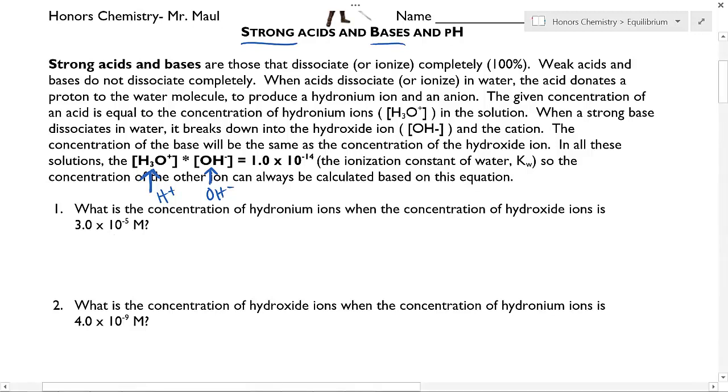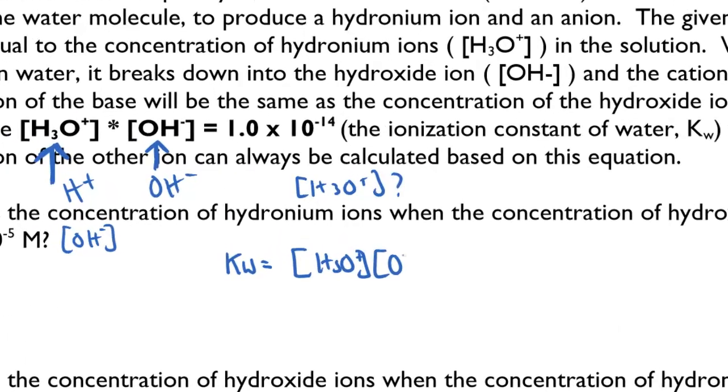So when I look at this first one here, what is the concentration of hydronium ions? So we're looking for H3O plus. You can also think of that like an H plus, when the concentration of hydroxide ions is this. For this problem, it's telling us directly what my concentration of OH minus is. It's giving that to me in the problem. So I know that Kw is always equal to the concentration of H3O plus times OH minus. That's just what I have up here.